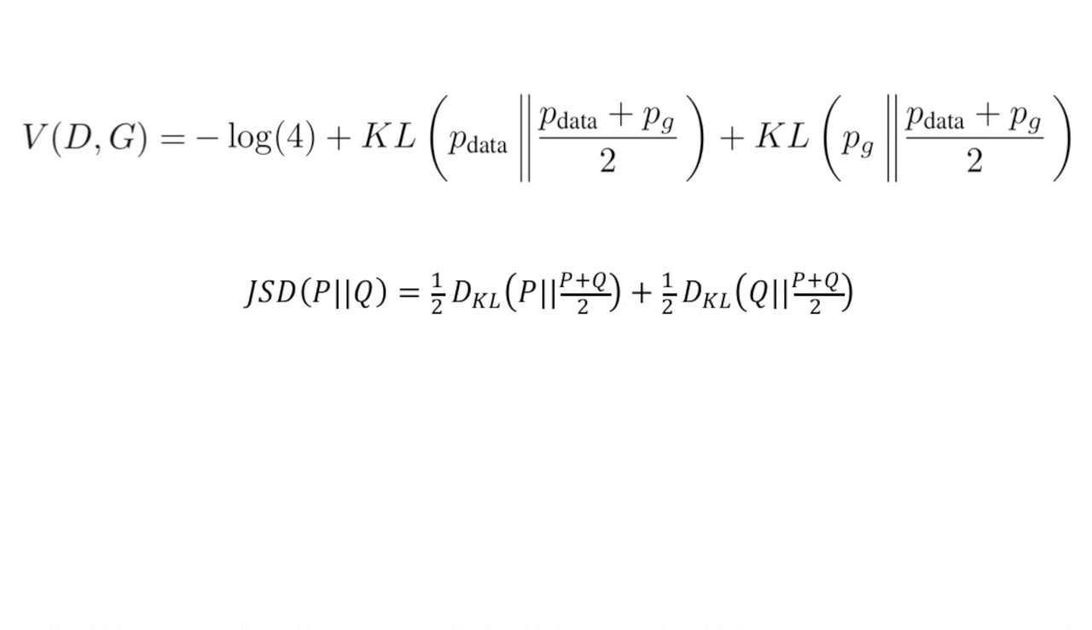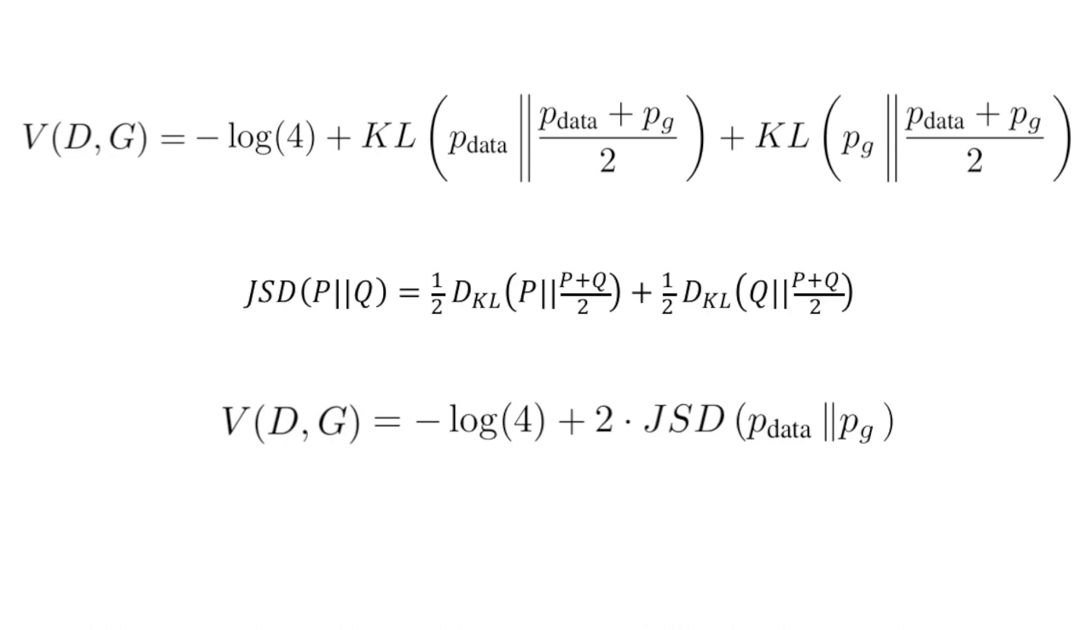Our function turns out to be 2 times the JS divergence between the real and fake data distributions, plus the constant of minus log 4. And yes, this minus log 4 is the very same one that represents the maximum constant cost we incur from having an optimal discriminator when the data distributions match. So this is the final form we've been working toward. Here's the important point of all this math.